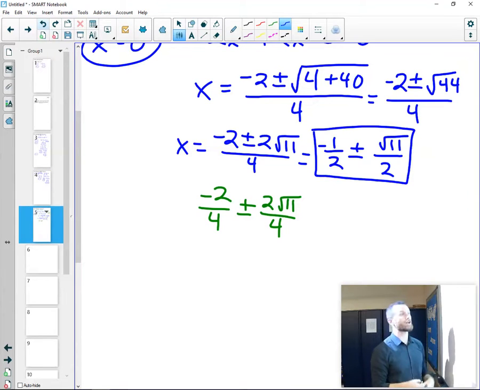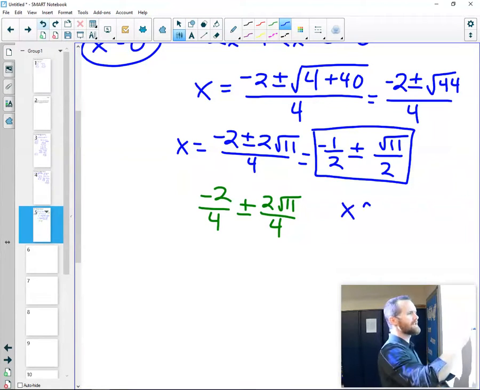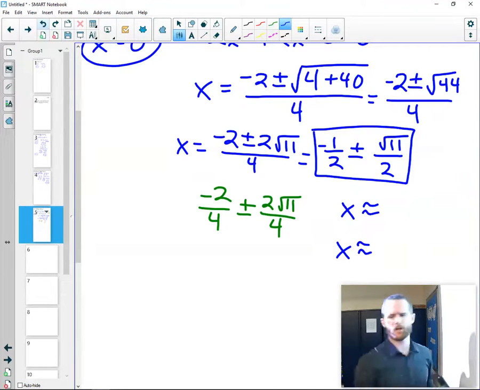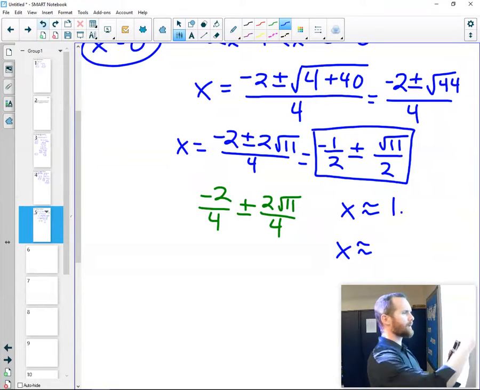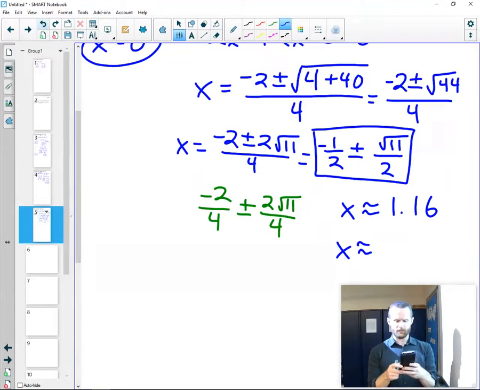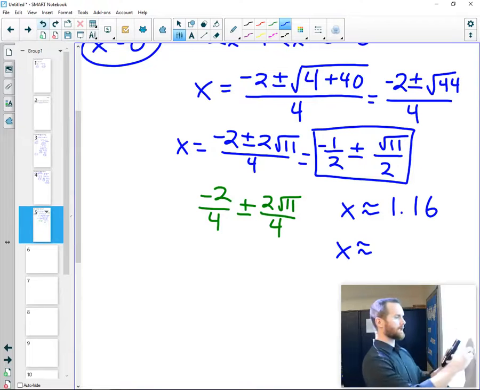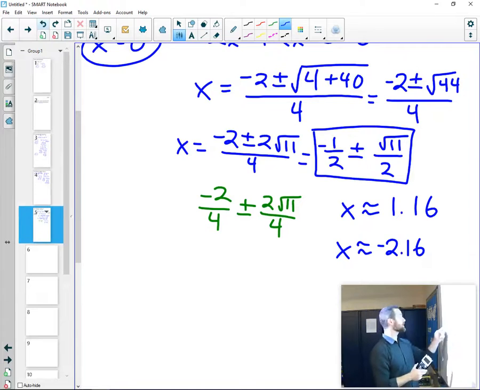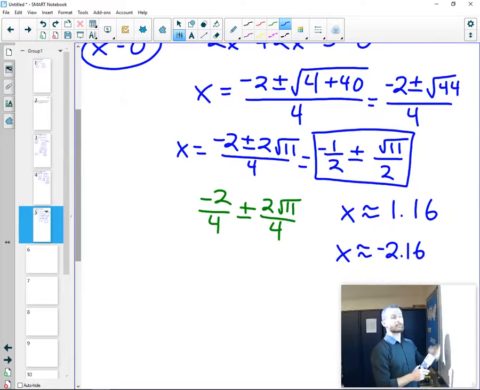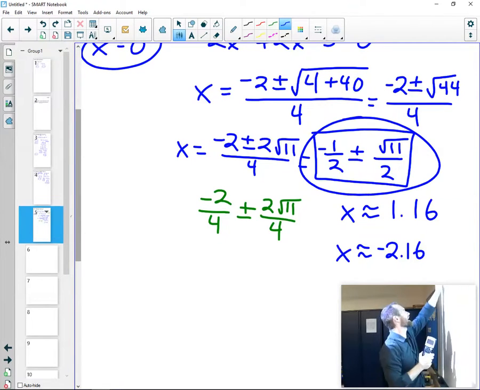If you wanted to type that into a calculator, you could and get two decimal approximations. Let me grab a calculator real quick. So negative 1 over 2 plus the square root of 11 divided by 2 comes out to 1.16, rounded. And then if we subtract it, negative 1/2 minus the square root of 11 divided by 2 comes out to negative 2.16. So those are our two decimal approximations. So it's x equals 0, and x is approximately 1.16 and negative 2.16. But I prefer to have it as an exact answer.